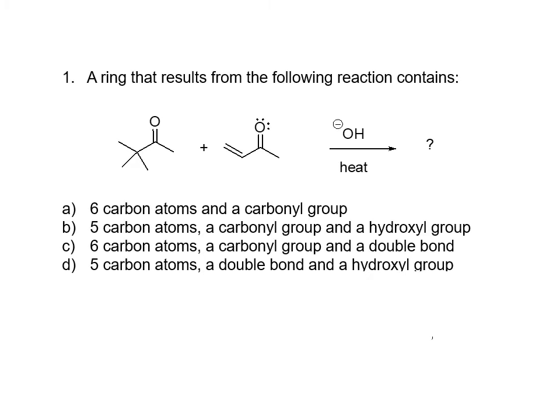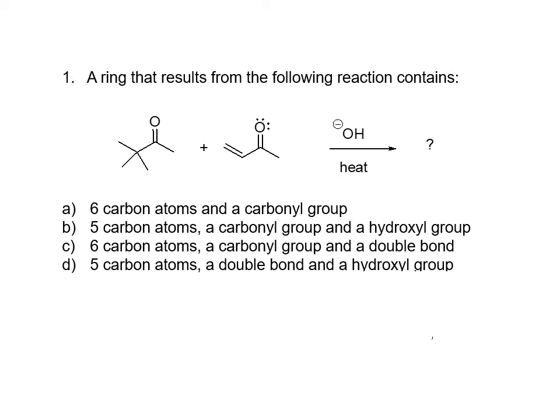First question: a ring that results from the following reaction contains... If you look carefully at it, you would recognize that this is one variation of Robinson annulation, so reaction of carbonyl compounds, enolate anion, with alpha-beta unsaturated ketone. So it's Robinson annulation, and Robinson annulation is a method to prepare 6-membered rings. And those 6-membered rings contain a carbonyl group and a double bond actually. Carbonyl group and a double bond.